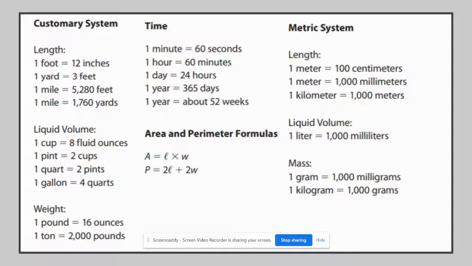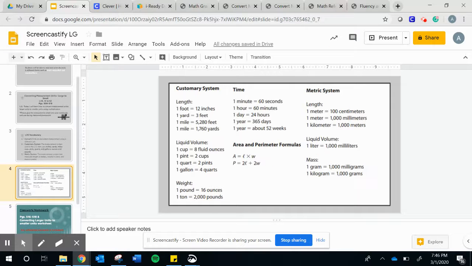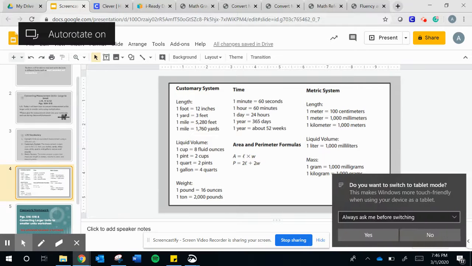Okay. Here is the customary system, metric system, your cheat sheet that you should have glued in. It gives you length, liquid volume, weight, time. We will be using area and perimeter formulas in some of your word problems. Metric system: length, liquid volume, and mass. Okay, so you're allowed to use this. You should have already done so, gluing this into your math journals. All right, so we're going to exit this and we're going to go ahead and work on one of the problems. Give me 1 second.